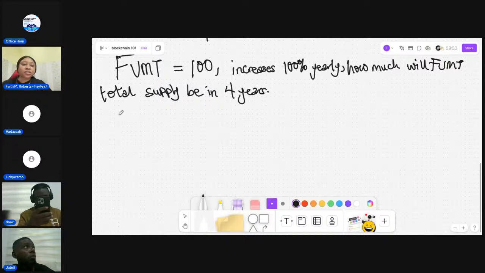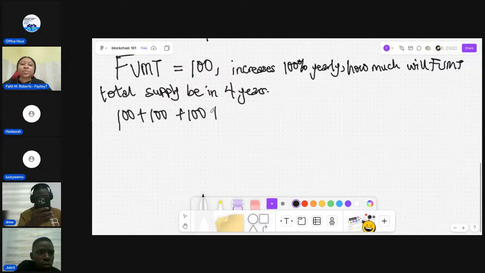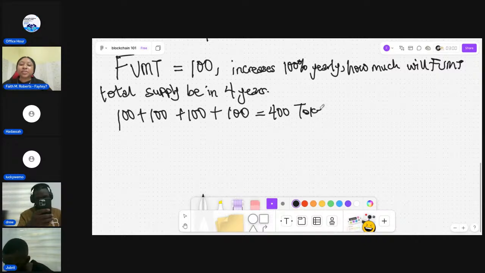Now, going with the first person's response, he said it will be 400, and I'm sure his logic was like every year you add 100, 100 plus 100 plus 100 plus 100, which eventually will amount to 400. But is this the reality of the case? Is this the real scenario of what happens? No. And that is why we are dealing with exponents.